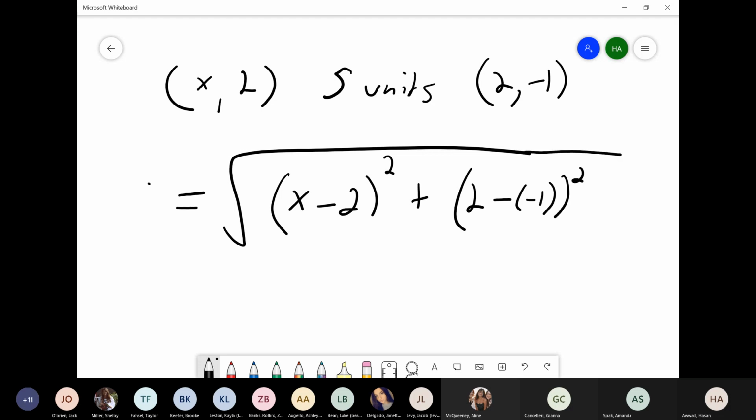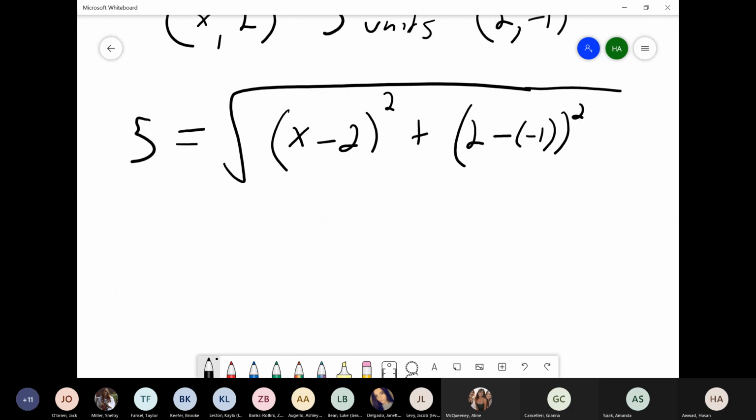And keep in mind, these points are supposed to be 5 units away from each other, right? So we set it equal to 5, because that's what our distance formula should have given us. Our distance formula would have told us, when we did this originally, assuming we had some number instead of x, that these 2 ordered pairs would be 5 units apart. But because we already have that number, we can set this equation up so that 5 is equal to the distance formula.